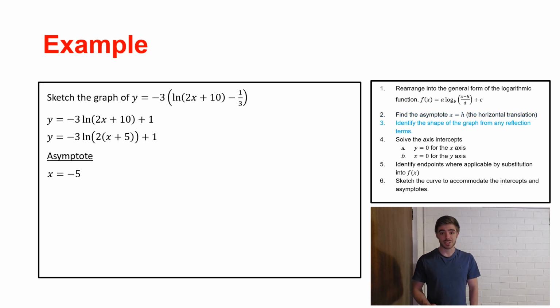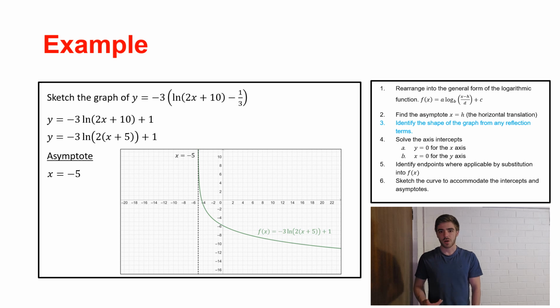Next, I recommend determining the shape of the graph ahead of time, and we do this by looking at the reflection terms. In this case, we have a reflection in the x, hence we expect our graph to fall from left to right. The reason why we do this is because we want to figure out ahead of time if we have to even bother trying to find a y-intercept, because not all logarithms will have a y-intercept. So figuring out the rough shape of the graph will allow you to save some time later on.